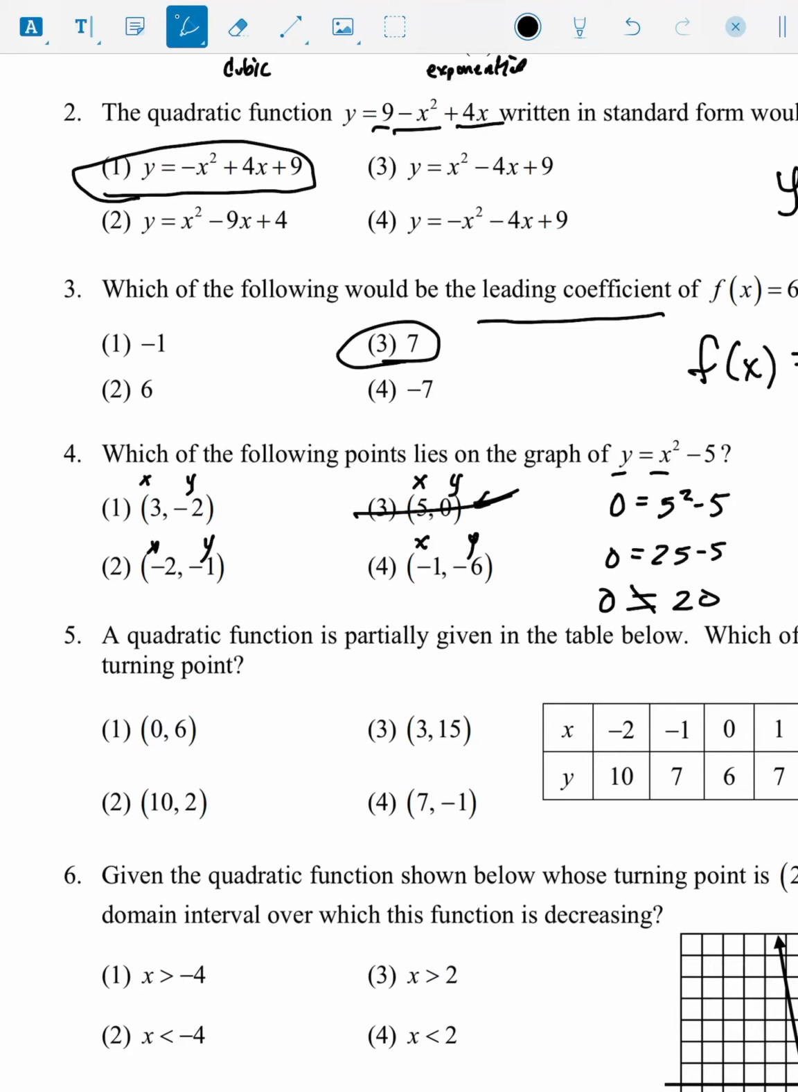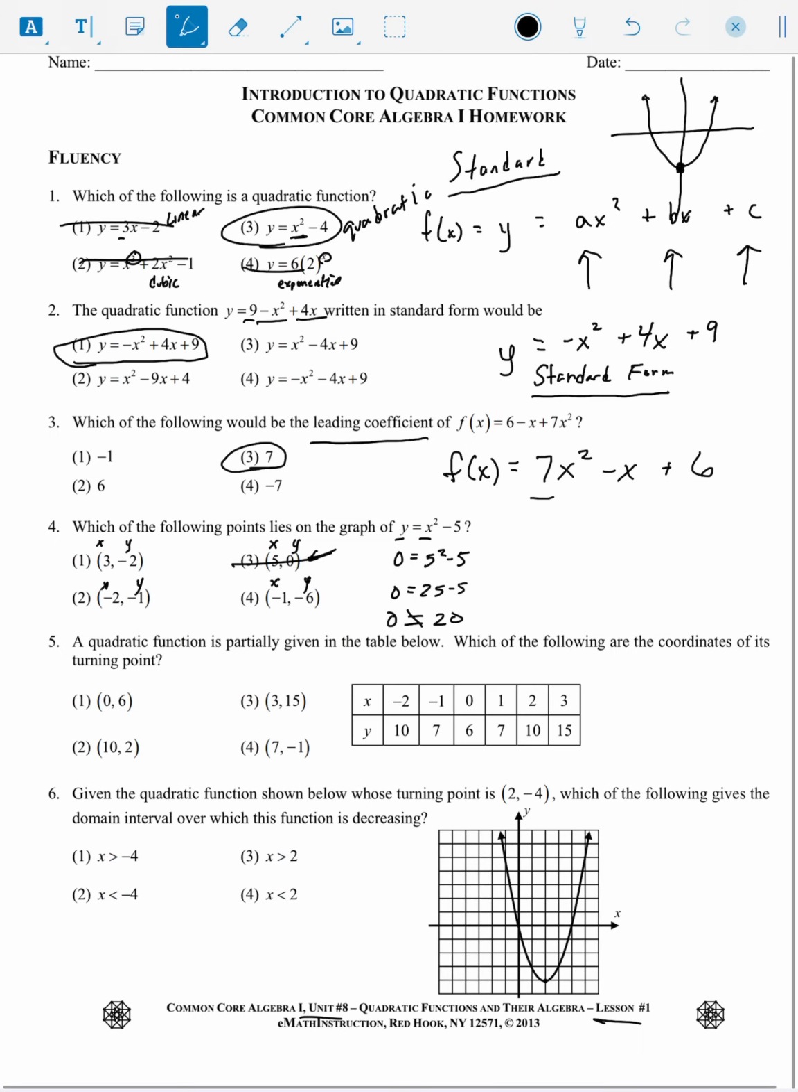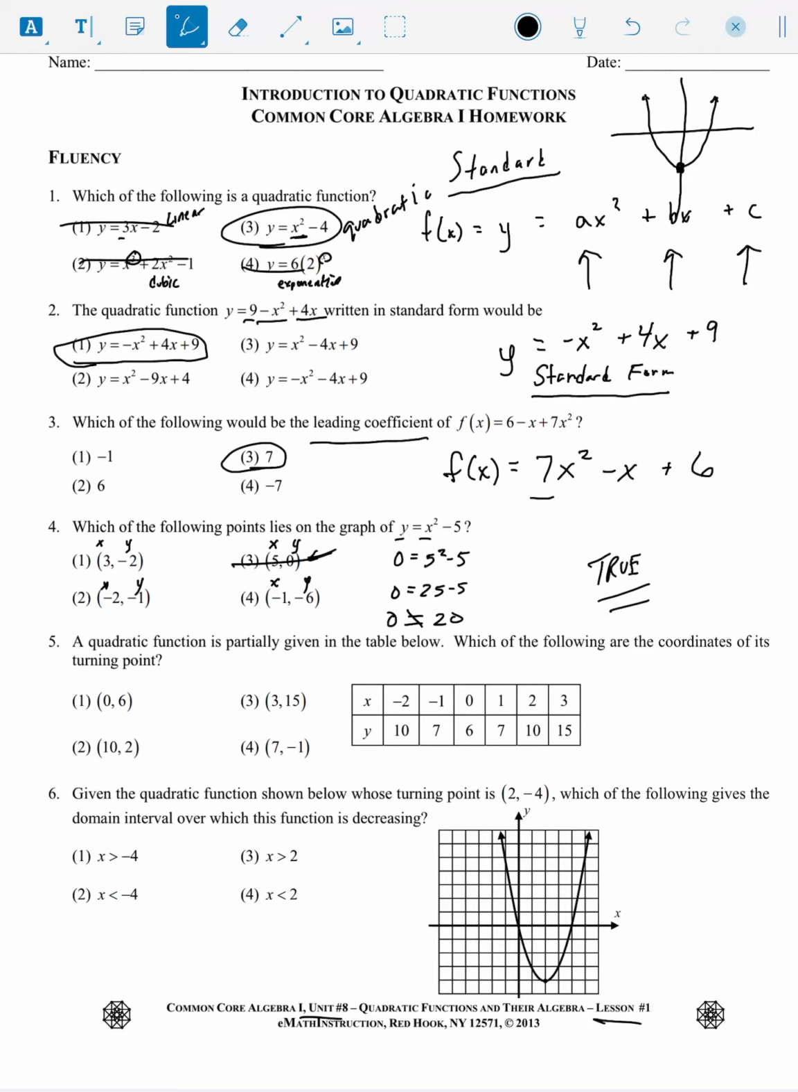You guys take the time to work out the other 3 choices and see which one makes the equation true. That's what we're looking for in this problem. The point that makes the equation true. The point that satisfies the equation. If it satisfies the equation, we know it lies on the graph.